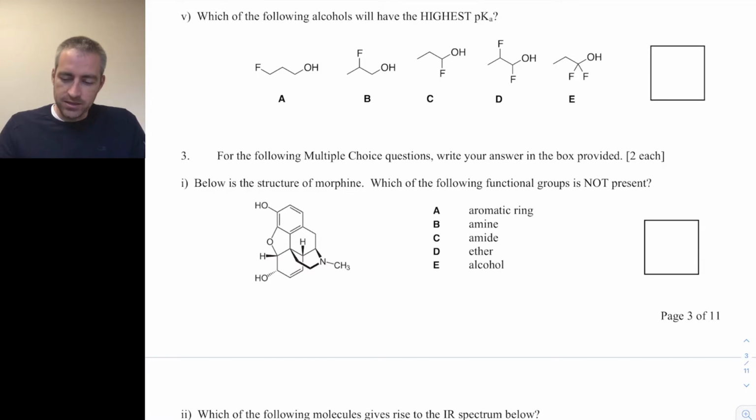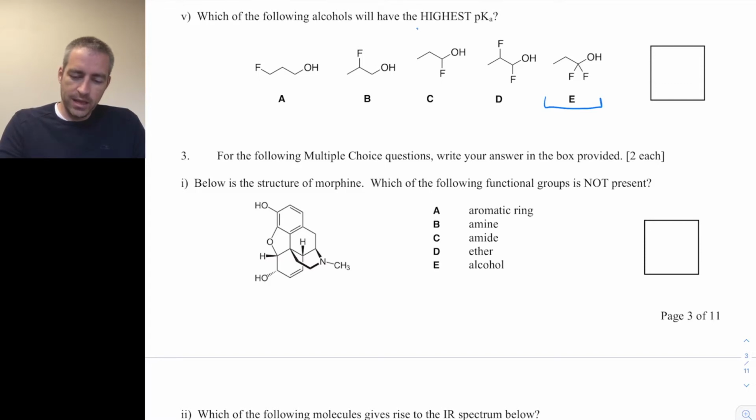So E has 2 fluorines very close to the OH. That will be the strongest acid out of all of these because it has the highest number of fluorines, and those fluorines are closest to the OH group. So that's not what we want.